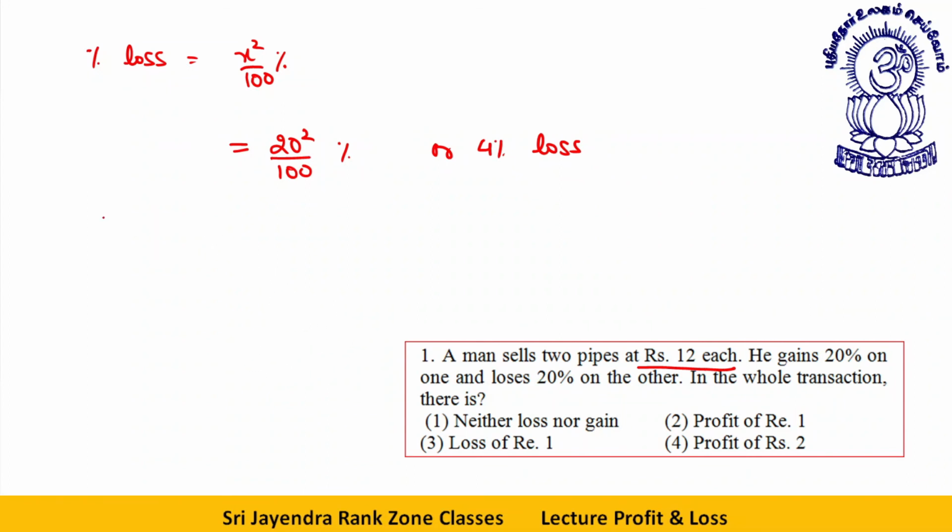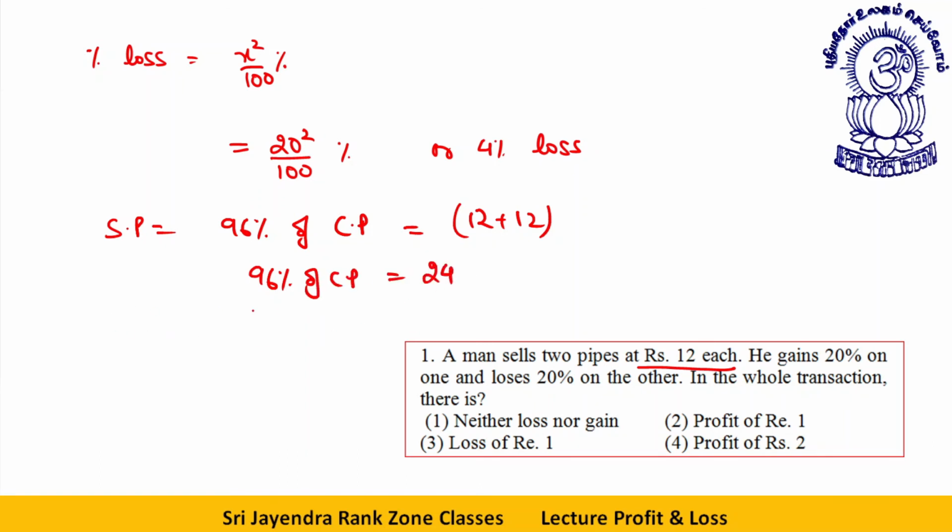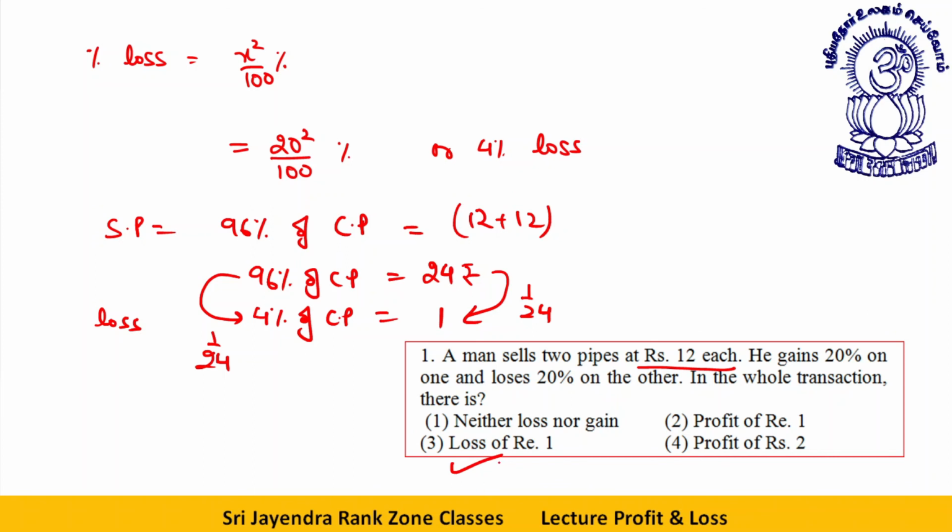We will do it very fast this time. So SP will be what? SP will be 96% of CP, and this is given to us as 12 plus 12. Therefore 96% of CP is equal to 24. So now what do we require? The loss is 4% of CP. This is how much? This is actually 1 by 24. So in terms of rupees also, you will convert it into 1 by 24. That is 1 rupee. So therefore there is a loss of 1 rupee.